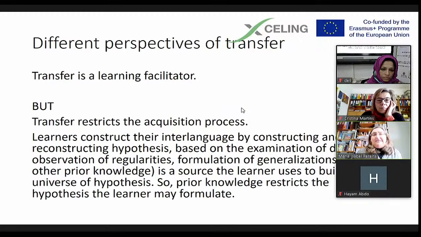In that case, prior knowledge restricts the hypotheses the learner may formulate, because it's information that he or she uses to build those hypotheses. And in that case, transfer restricts the acquisition process. And this is a statement of that perspective of learning.